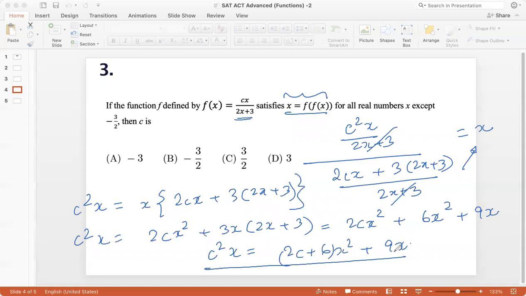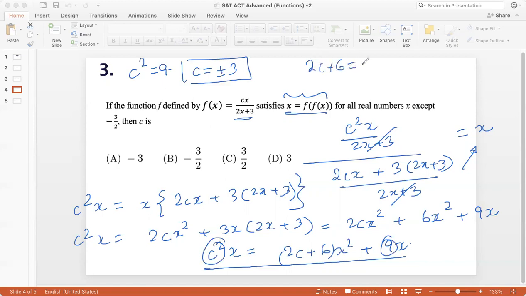And so the coefficients of x and the coefficients of x² on the two sides should be equal. The coefficient of x on the two sides are c² and 9. So that means c should be plus or minus 3. And the coefficient of x² on the right hand side is 2c+6 and on the left hand side is 0. So 2c is -6, or c is -3. So when I compare these two, c can only be -3 because -3 satisfies this as well as this. So the answer is option A.